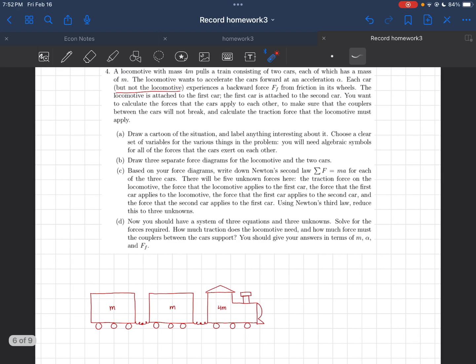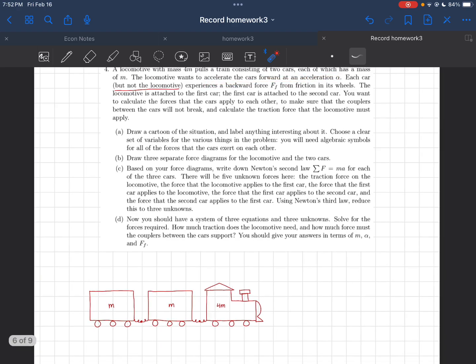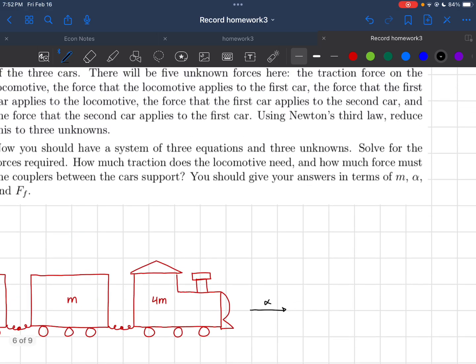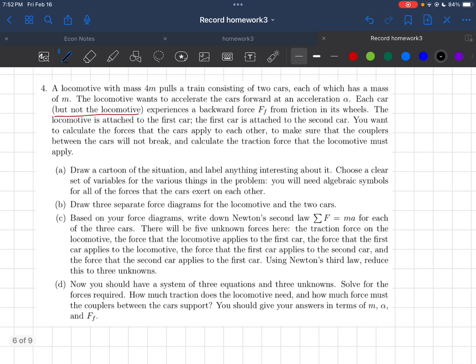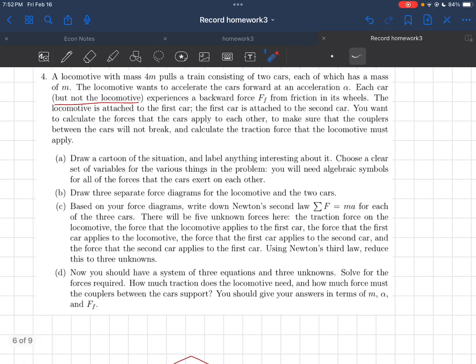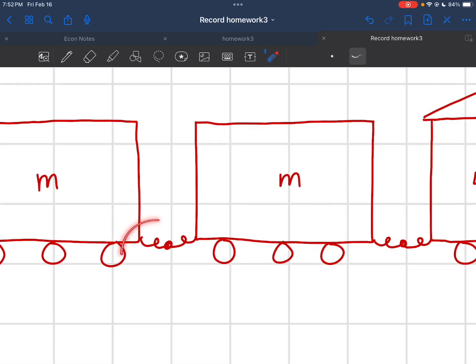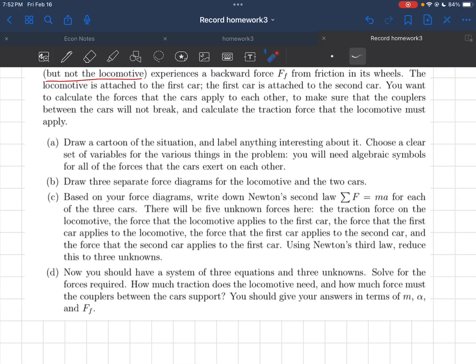And we want the cars to accelerate forward with an acceleration alpha. So I'll draw that in my cartoon. That's an alpha, it's a Greek letter. Fancy. All right. And we're calculating forces that the cars apply to each other and making sure that the couplers in between, the little bits that hold the cars together, are not going to break.